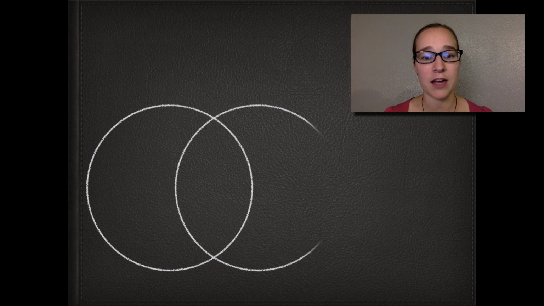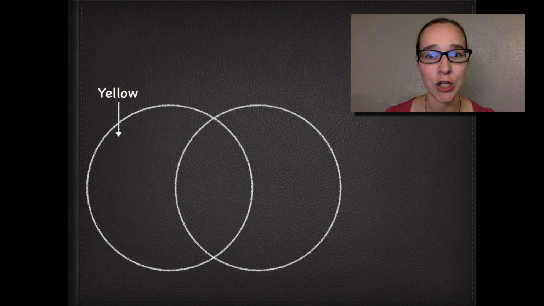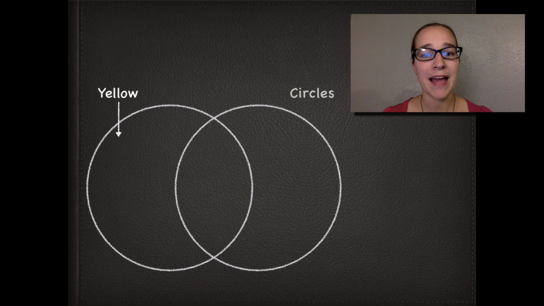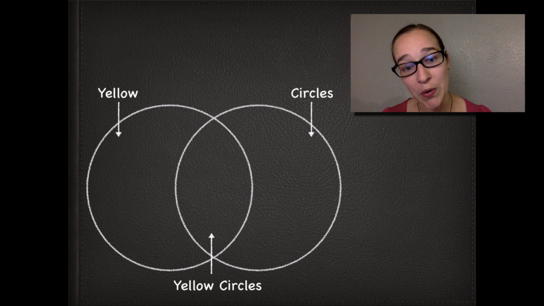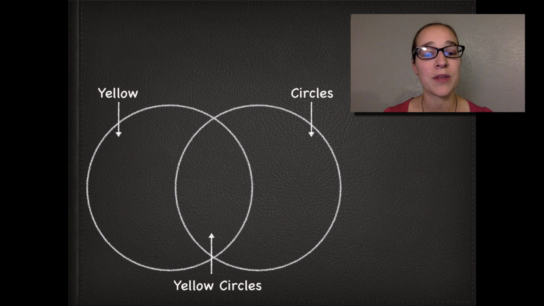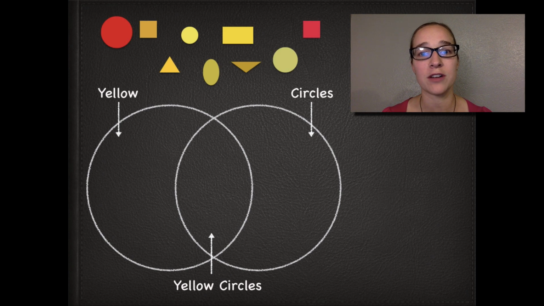Here's another Venn diagram. And in our first circle, we're going to put shapes that are yellow. And in our second circle, we're going to put shapes that are circles. And in that space where they overlap, what are we going to put there? If you said we're going to put yellow circles in that space where it overlaps, you were right. That's because our shapes that are yellow need to go in the yellow circle, and our shapes that are circles need to go in the circles circle. And so if we have a shape that is yellow and a circle, it's going to go in the middle where they overlap. Let's see what our shapes are going to look like here.